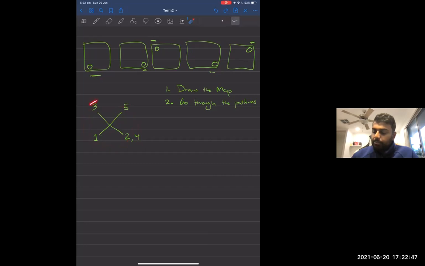You want to try number 3 now? So 3 to 5, 5 to 2, 2 to 1, and then back to 3 again. We didn't hit 4. So 3 doesn't make any sense. So let's try 2 or 4. It doesn't make a difference because they're both the same position, right?